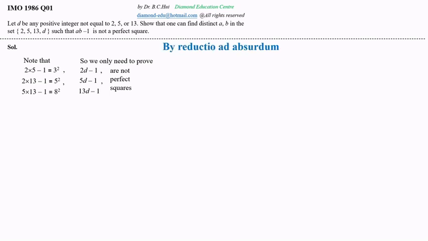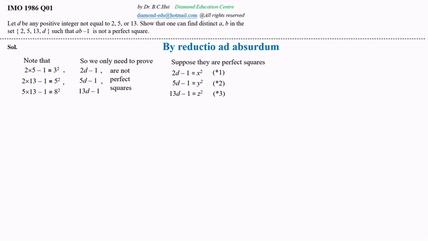We prove this by reductio ad absurdum. Suppose this is not the case, and 2d minus 1 is a perfect square. We call it x squared. 5d minus 1 is a perfect square. We call it y squared. 13d minus 1 is also a perfect square. We call it z squared.